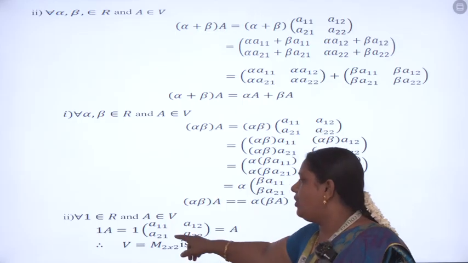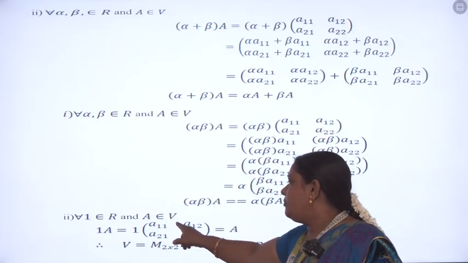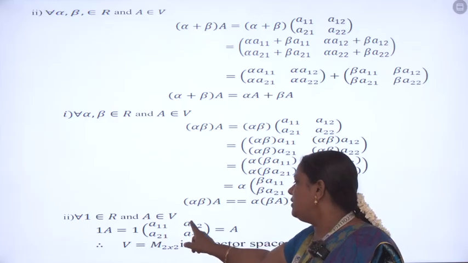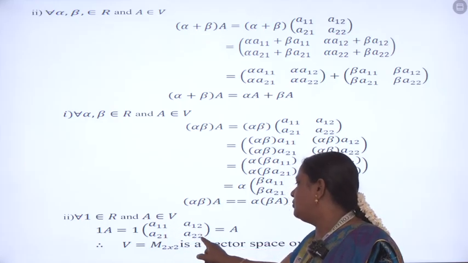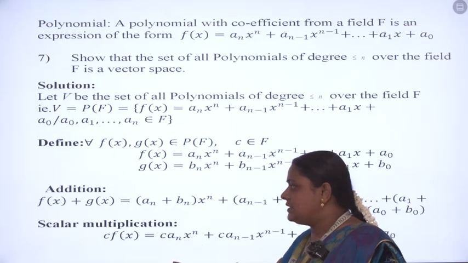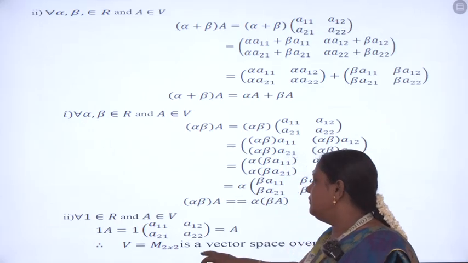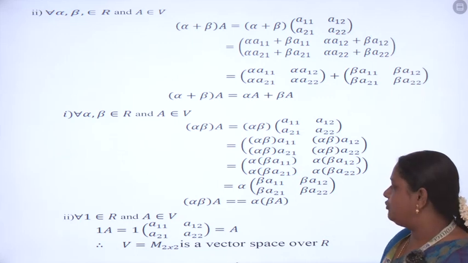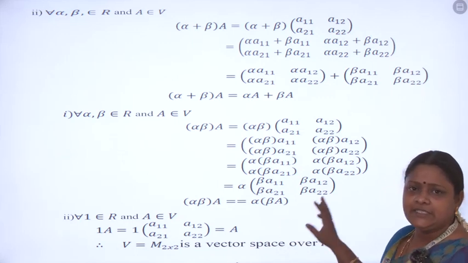Then the last one, for all 1 belongs to R and A belongs to B, 1A is equal to 1 into A11, A12, A21, A22, which is nothing but A. Therefore, we can say that B is equal to M22 is a vector space over R. So the 2 by 2 matrix satisfies the vector space conditions.